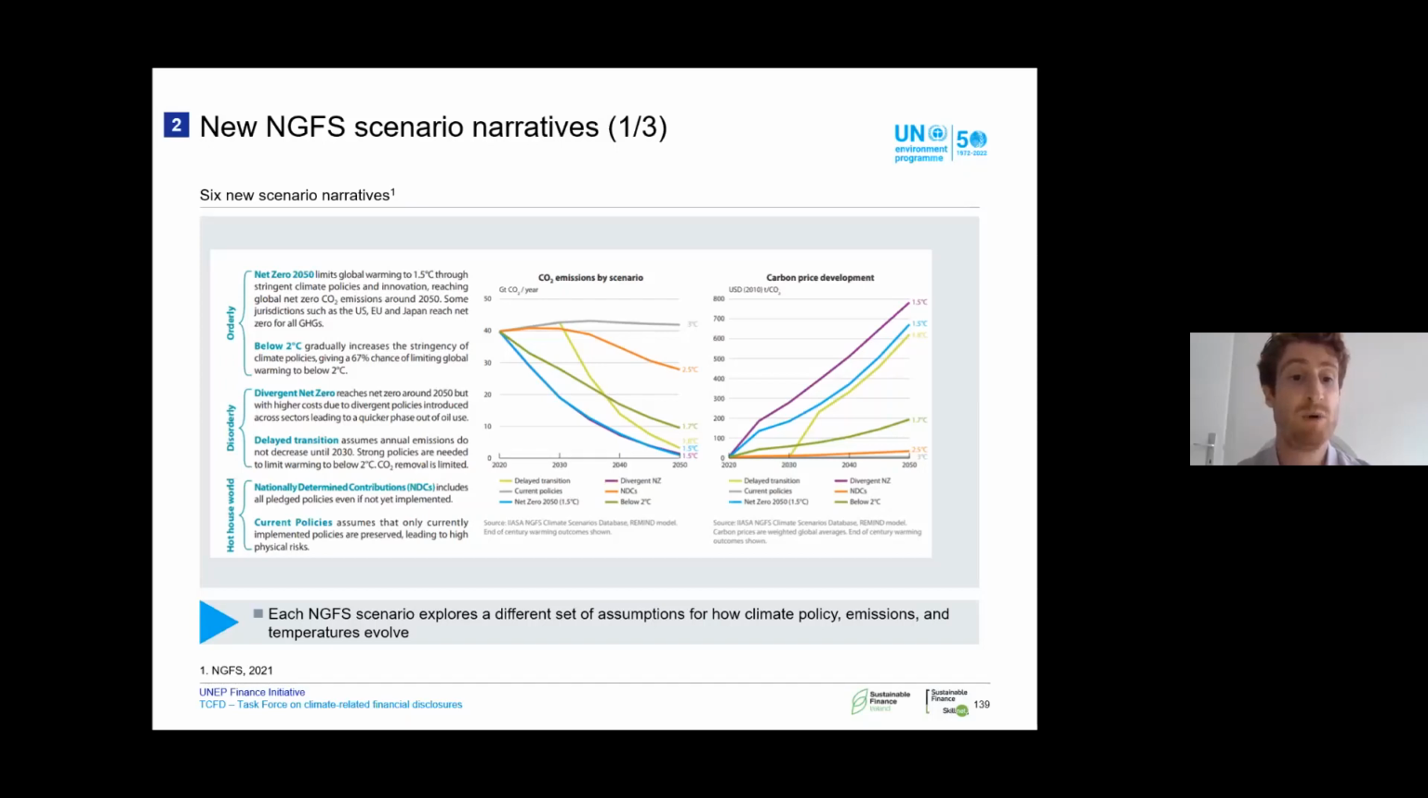Finally, there are 2 of the hothouse world scenarios. One is the nationally determined contributions. This is everything nations have pledged to do. And you can see that that still doesn't get us below 2 degrees. So that's when people are saying, oh, the Paris commitments are insufficient. That's what they're referring to.